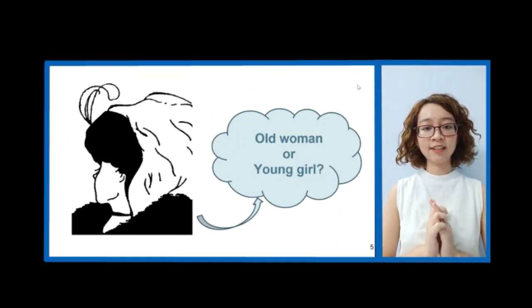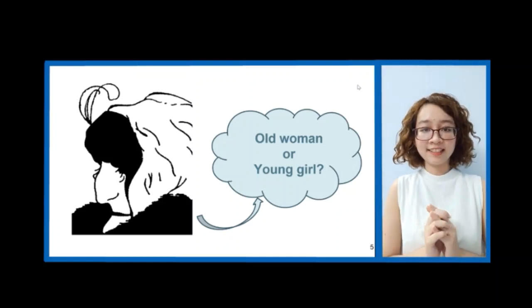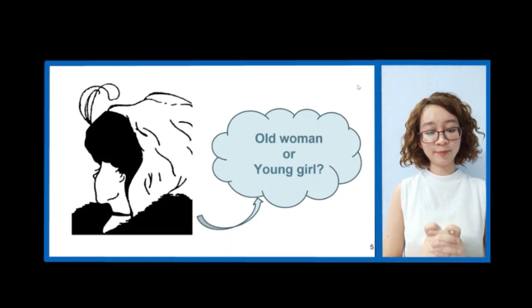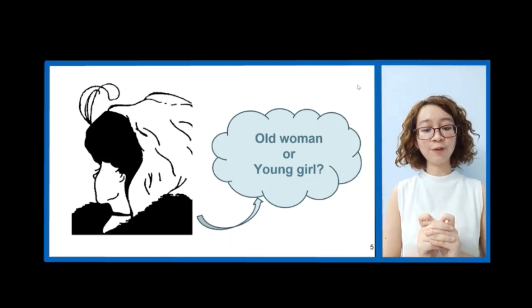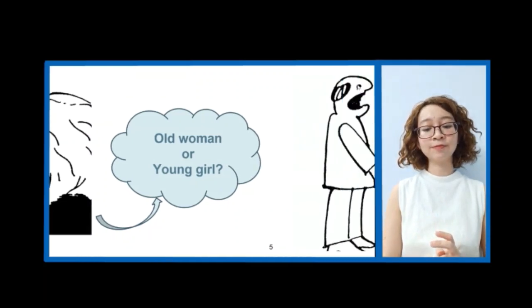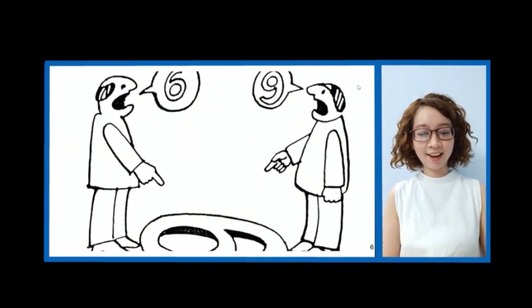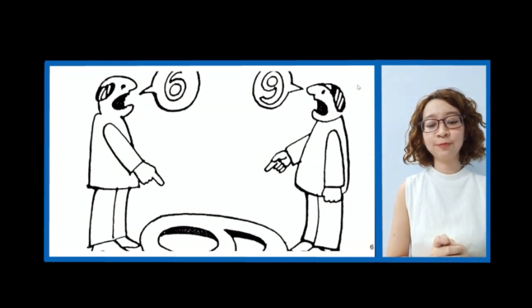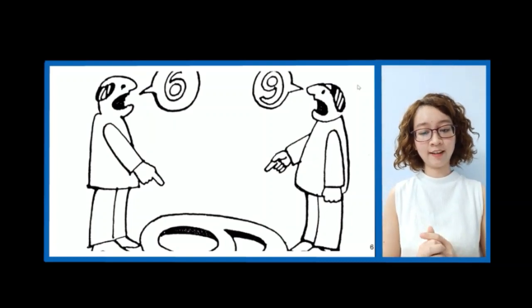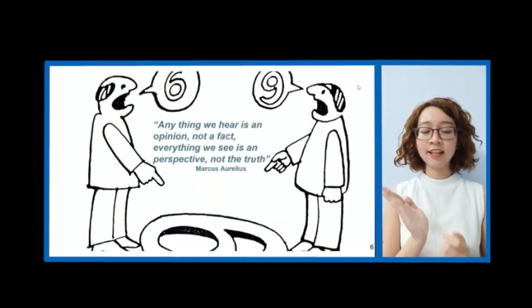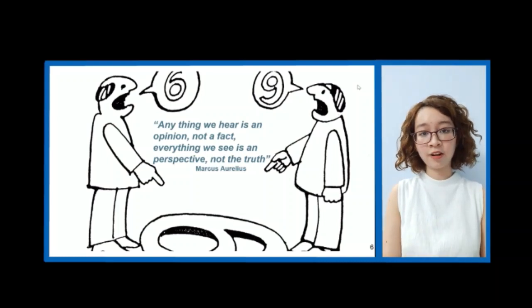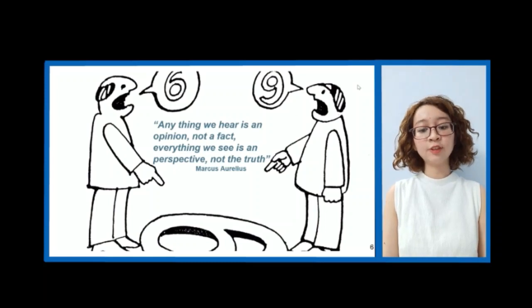Some people think this is a girl. Some might think this is an old woman. Some of you think, oh, I saw this before, and based on that experience you know, and challenge yourself to look at 2 different things. As you can see now, there is another picture. You might see 2 men arguing whether this is 6 or 9. Anything we hear is an opinion, not a fact. Everything we see is a perspective, not the truth.